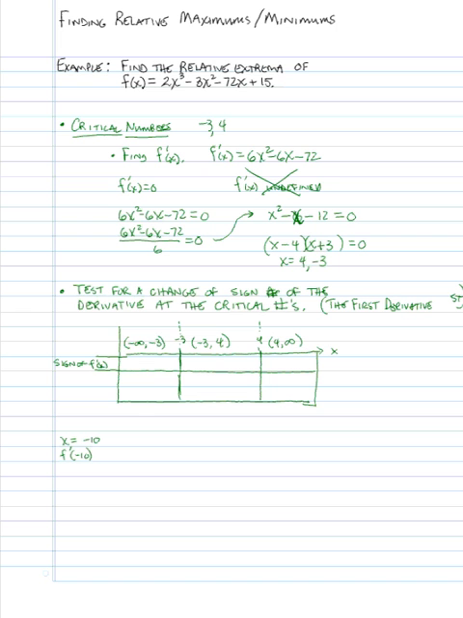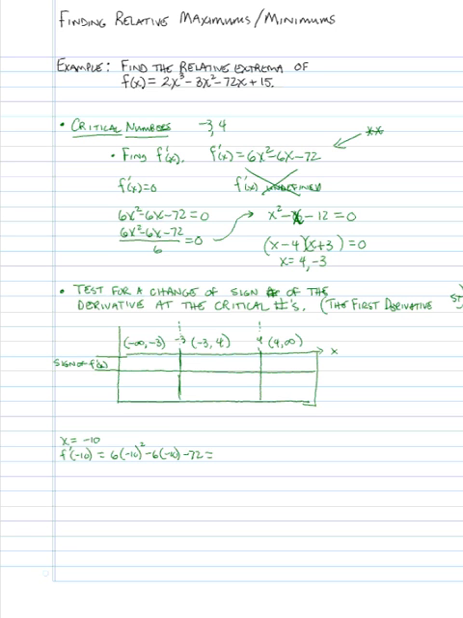Okay? So f prime of negative 10, well, what would we do? We'd go up and look at the derivative function, and of course, this is the derivative function. And not any simplified version of it, that's the derivative function. So we need to put negative 10 into that function. So 6 times negative 10 squared minus 6 times negative 10 minus 72.